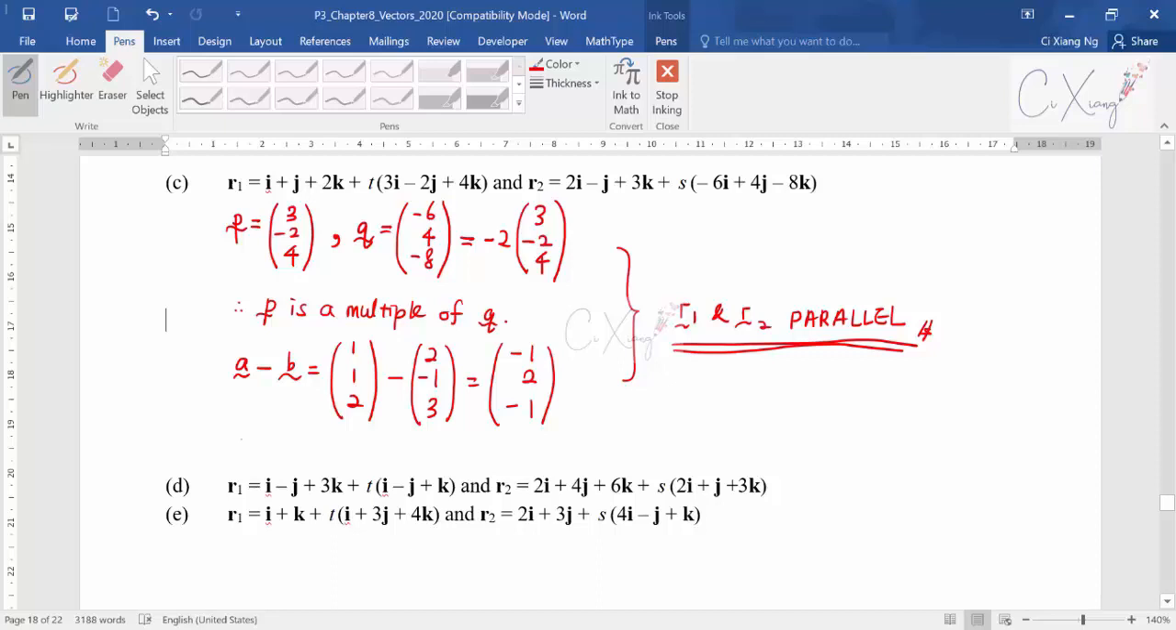Okay, so for this one, you can also write out a short summary. A minus B is not a multiple of P or Q. So that's why the conclusion is R1 and R2 are parallel only to each other. Okay, so this is a simple 3D case. Right, okay, so no problem. Let's continue to discuss example D.